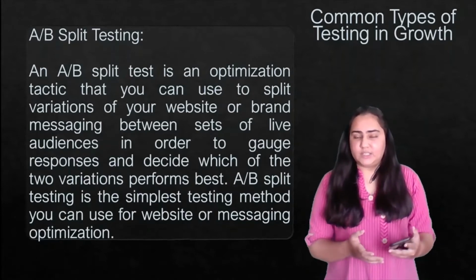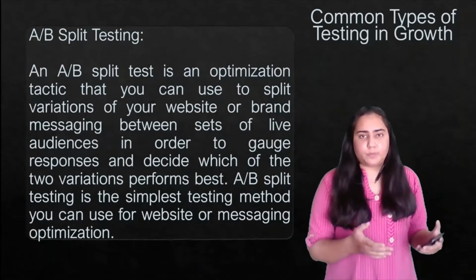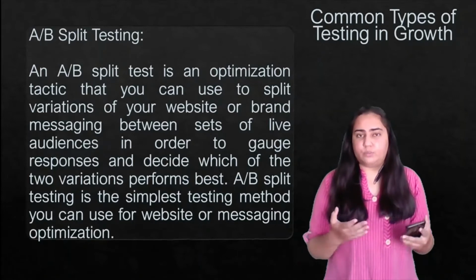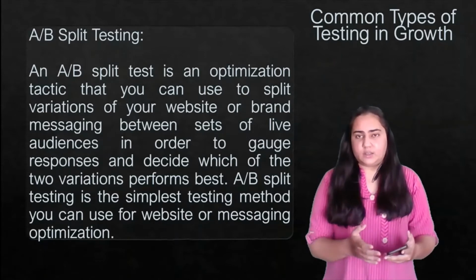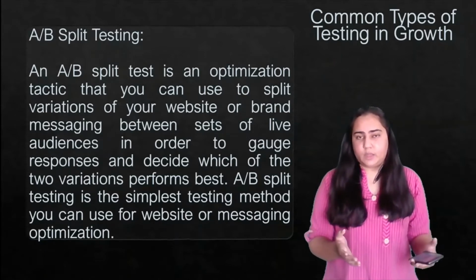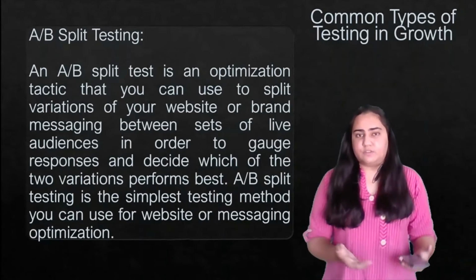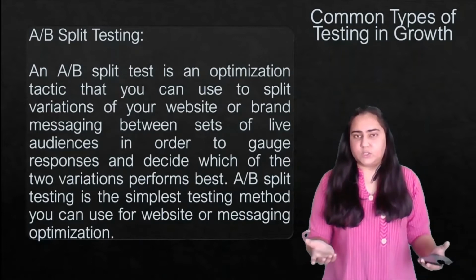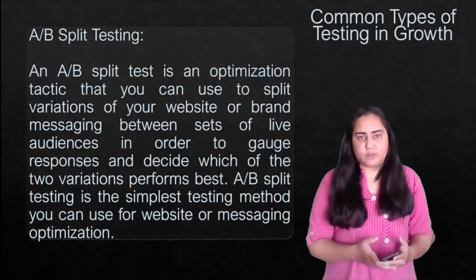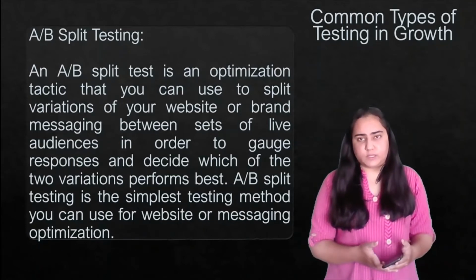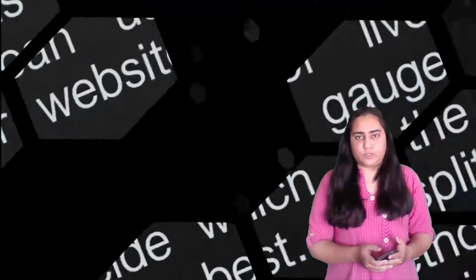But I'll tell you what it does. It is an optimization technique wherein you split variations of your website or brand messaging between sets of audiences. So, in general, you are taking your audience and splitting them into sets and then applying various techniques on different sets to decide which of the two variations performs better. So A/B split testing is the simplest testing method you can use for website or messaging optimization. This is the simplest testing technique, and there are two more that I'm going to talk about here.